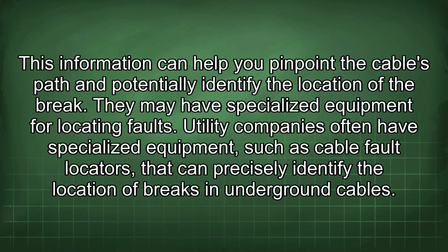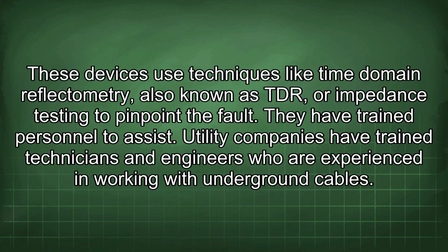They may have specialized equipment for locating faults. Utility companies often have specialized equipment, such as cable fault locators, that can precisely identify the location of breaks in underground cables. These devices use techniques like Time Domain Reflectometers, also known as TDR, or impedance testing to pinpoint the fault. They have trained personnel to assist.